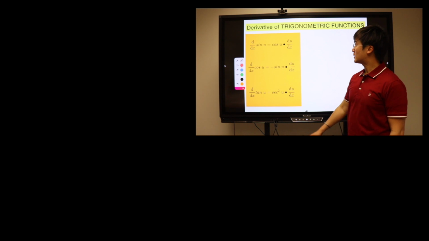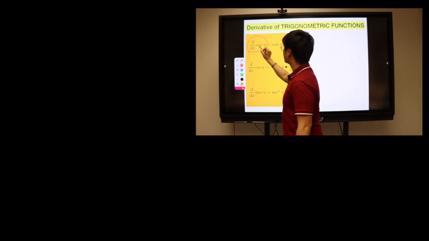This is how you take the derivative of sine u, or sine of a function. It will equal cosine u.